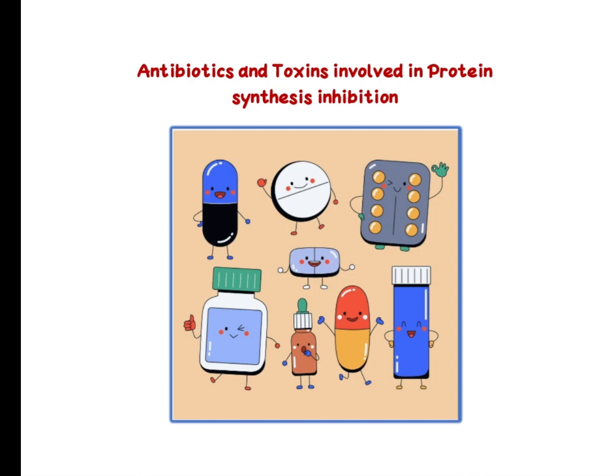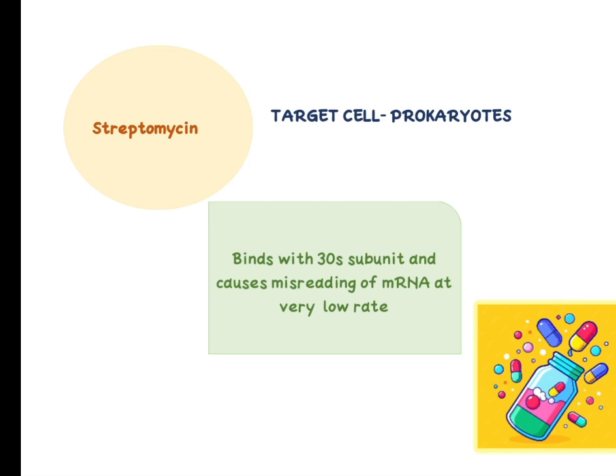So let's get started. First, the antibiotic is streptomycin, which targets prokaryotes. It binds with the 30S subunit and causes the misreading of mRNA at a very low rate. Thus, it causes protein translation inhibition. Next is tetracycline. The target cell is prokaryotes. It binds with the 30S subunit and interferes with the amino acid tRNA binding. So if the tRNA cannot bind with the ribosome, automatically the protein translation will get inhibited.